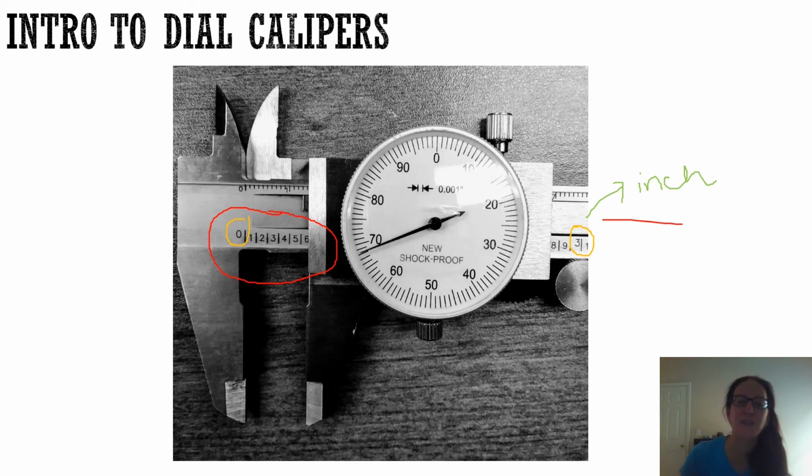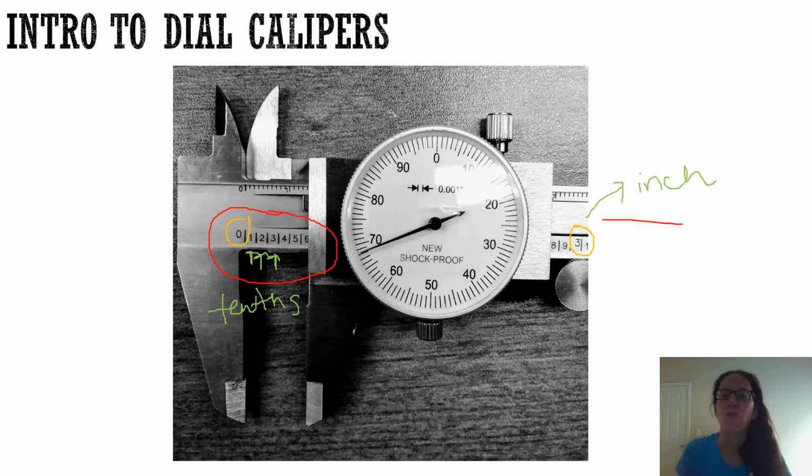Now, the numbers that you see in between, this is where I think it gets a little confusing. They don't represent 16ths of an inch or anything, which is nice because we weren't super thrilled working with the fractions. Those numbers actually represent tenths of an inch. So those are your tenths of an inch.